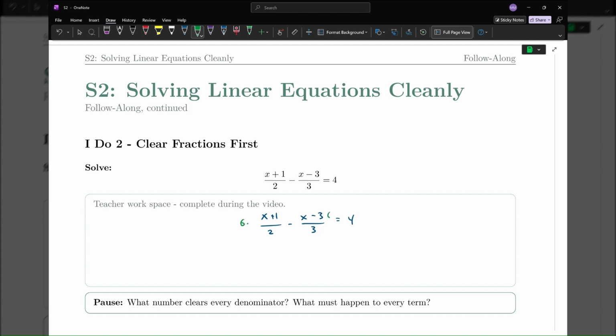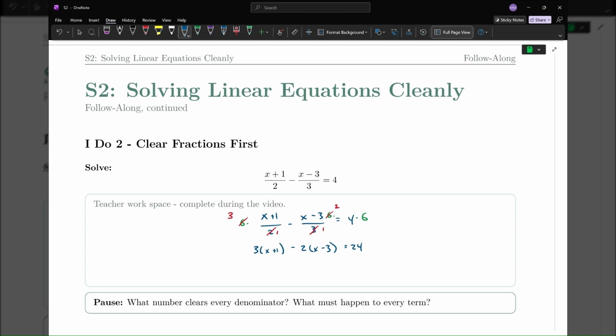Now I don't need to actually show this, but I'm just showing I'm going to multiply by 6. So this first term, the 2 and the 6 are going to divide out to 3 and 1. The second one, the 3 and the 6 are going to divide out to 2 and 1. And then I'm going to be left with 4 times 6 on the right side. So here, a little middle step, is going to be 3 times (x plus 1) minus 2 times (x minus 3) is 24.